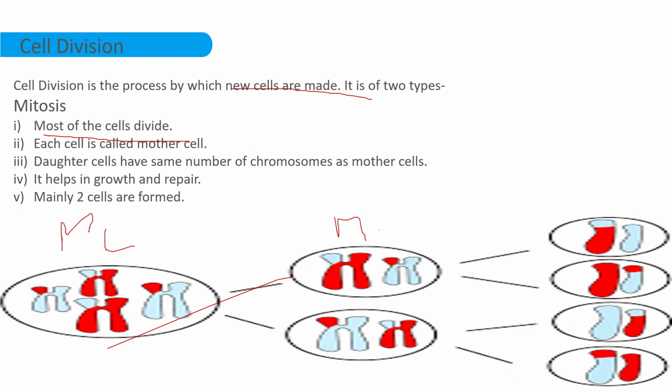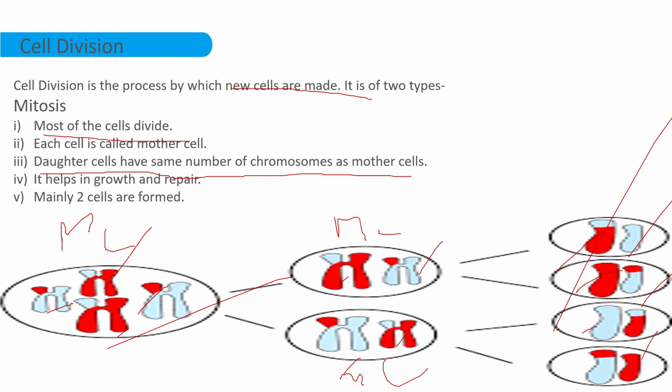This is the second mother cell. This is the third mother cell. And from these mother cells only, these daughter cells are arising. So each cell is called a mother cell and daughter cells have the same number of chromosomes as the mother cell. Look, these are four chromosomes. These are the daughter cells. They also have four chromosomes. And these are the daughter cells which have two chromosomes. In total, they also have 8 chromosomes if we count that.